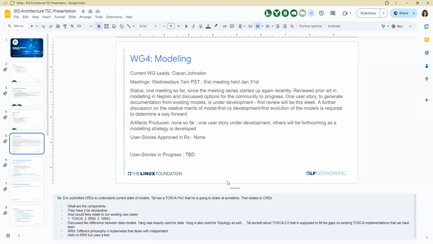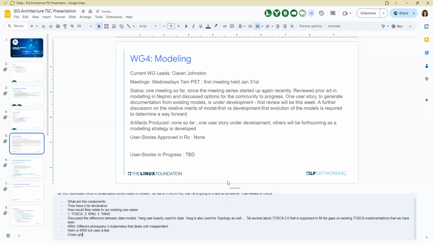Any cross synergies with ORAN in this modeling group? Or is it too early? Well, it's all the same people, so it's definitely on our mind. Yeah, and it's immature to talk about the modeling while we haven't even fulfilled the user stories at the basic level yet, right, in the ORAN.